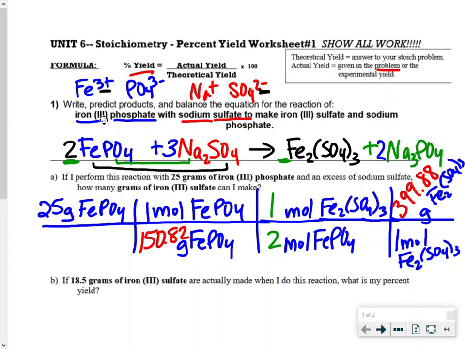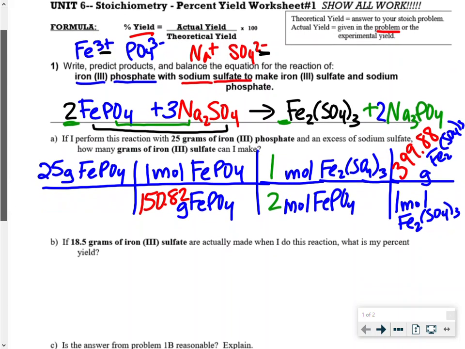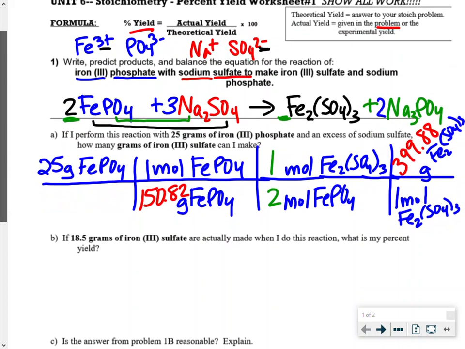Anybody get 399.88? Yeah. All right, sounds good to me. 399.88 grams. Now we calculate this, and this is going to give us our theoretical yield. So 25 times 399.88 divided by 150, and then divided by 2. And how many grams do we get for our theoretical?